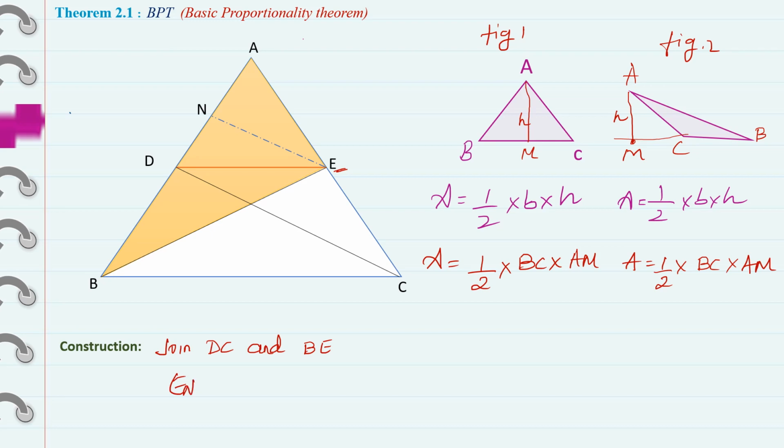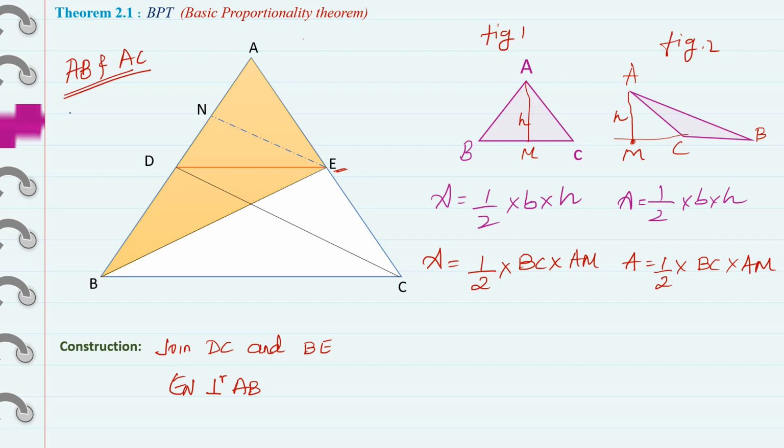EN is perpendicular to AB. Why do we have to take AB? Because we have to concentrate on the other sides of the triangle, AB and AC, right? We have to prove on AB and AC. So I have taken a triangle ABE.